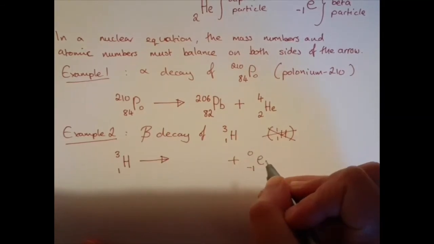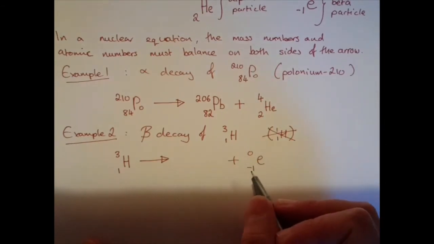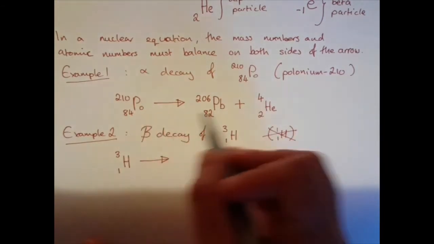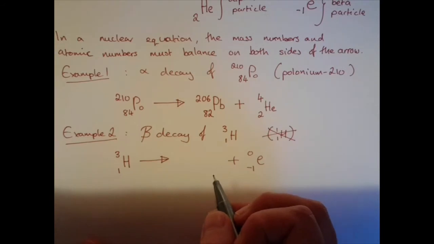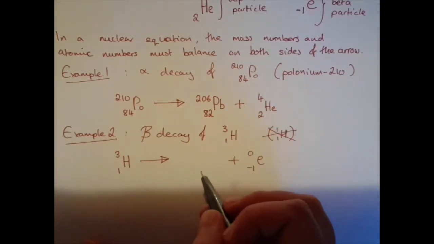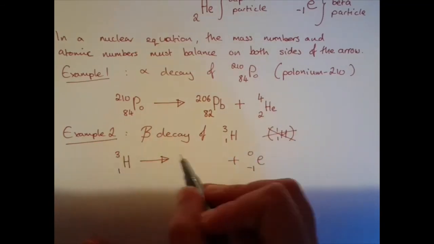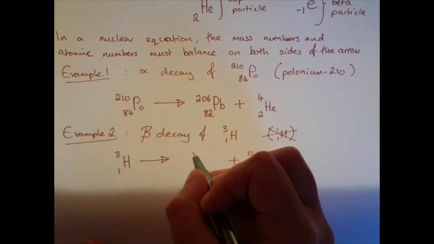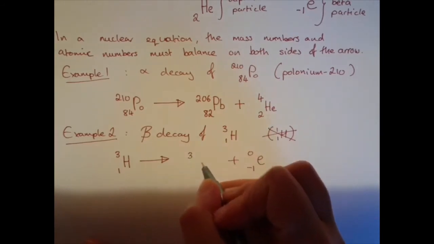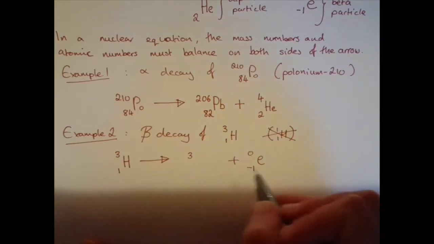If you can remember the symbol for a beta particle and an alpha particle, then you can work out any other aspect of a nuclear equation just by remembering that the atomic numbers and mass numbers have to balance. And that's what I'm going to do here. So the mass numbers have to balance. We've got a 3 and we've got a 0. So the mass number for this other particle must be 3. And the atomic numbers also have to balance.